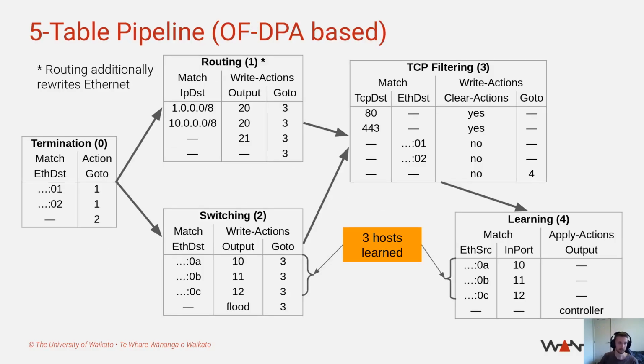This is the 5-table pipeline based on the OFDPA pipeline, and it maintains the complexities present in the OFDPA pipeline. It starts with a termination MAC table, which determines whether a packet is to be routed or switched. It then splits into 2, routing and switching, goes through our TCP filtering table, which is the ACL table, and then finally packets go through the learning table. This example shows the rule set with 3 hosts learnt.